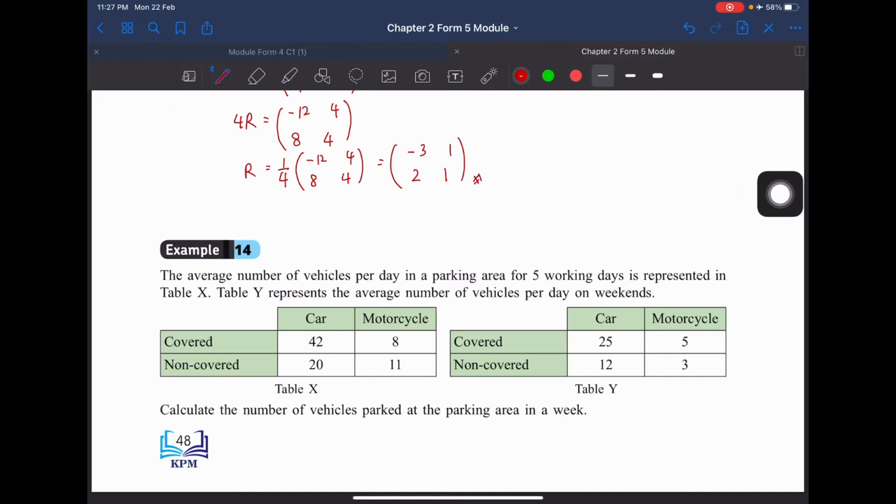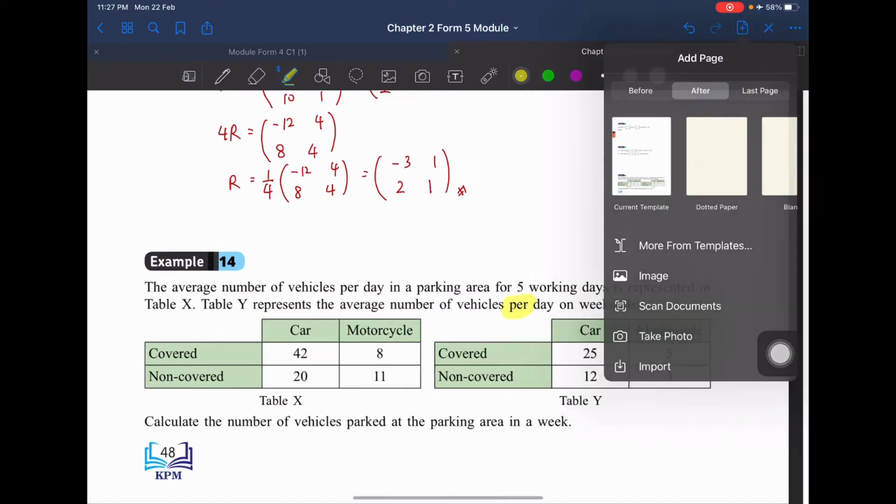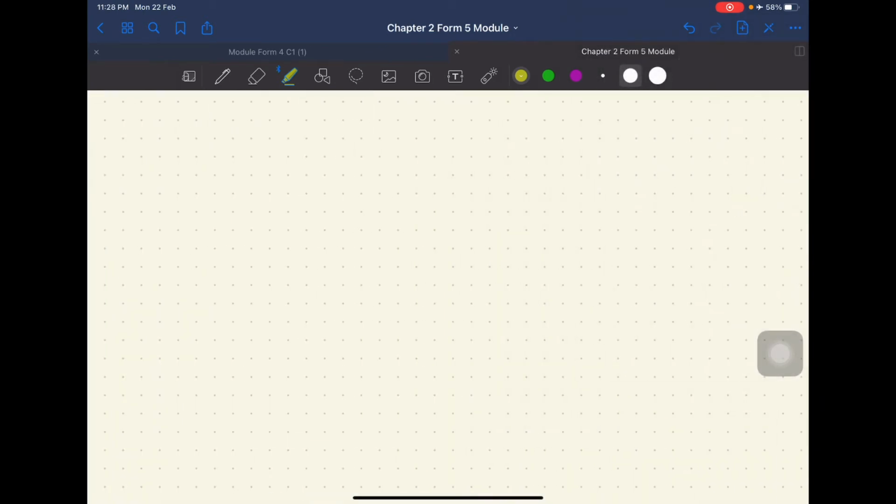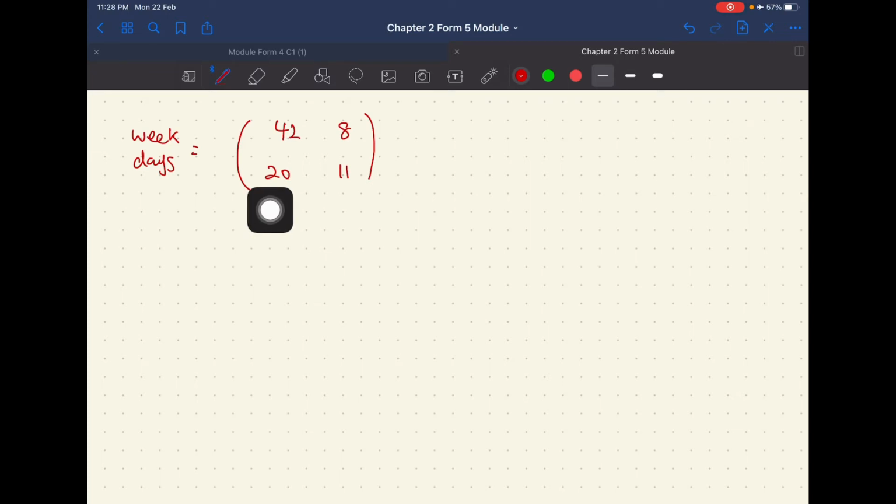So what you need to know from this question is that this is per day. So for Monday it is like this, for Tuesday like this, Wednesday, Thursday and Friday. This is the number for Saturday, and the same figure for Sunday. So on the weekdays, per day, you change the table into matrix form: 42, 8, 20, 11. This is the number only for one day. So how many days are there in the weekdays? You have 5.